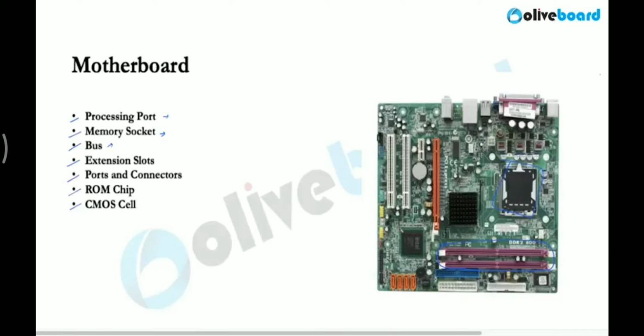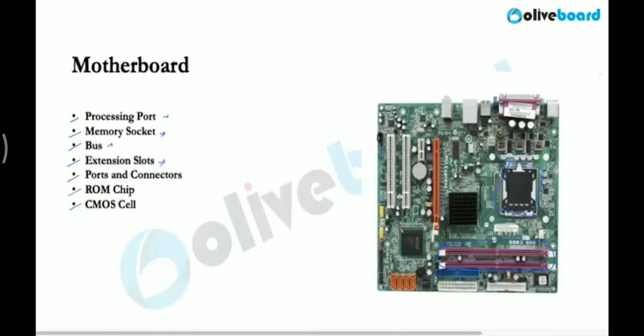Then we have extension slots, and extension slots are a type of extra expansion ports that are basically used to enhance the functionality of the computer. If we need to put some graphics card or, say, sound card, we need to put the graphics card or the sound card into the extension slots only.